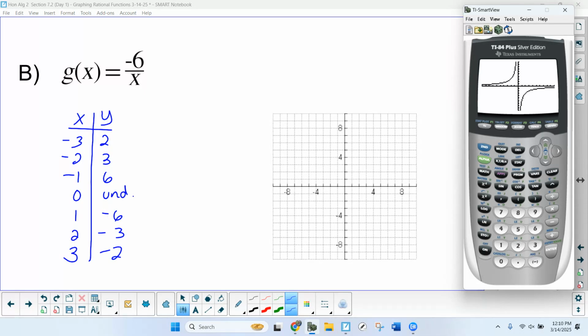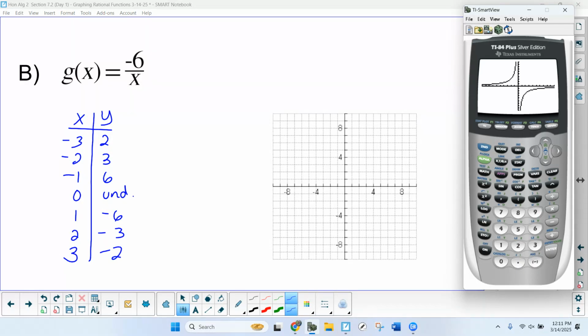Okay, so does it look like a hyperbola? Yeah, it's a little flipped though, right? The other one was in quadrants 1 and 3, and now we're in 2 and 4. Why do you think that is? The negative out front. What's that negative going to make it do? Reflect. Did it reflect? Yeah.